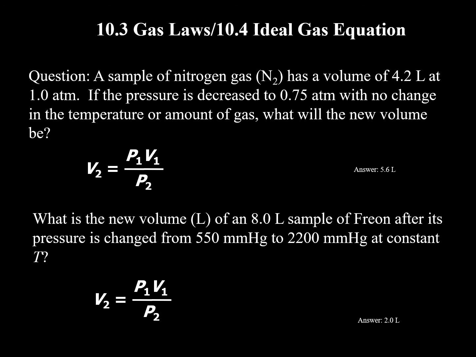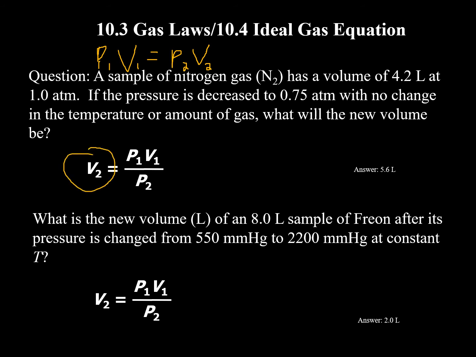If you read the problem, a sample of nitrogen gas has a volume of 4.2 liters at 1 atm. If the pressure is increased to 0.075 atm with no change in temperature or amount of gas, what will the new volume be? Well, I have written out the equation for you. V2 equals P1 V1 divided by P2, and this comes from the original equation we derived, P1 V1 equals P2 V2. So if we isolate V2, that's what we've done here.